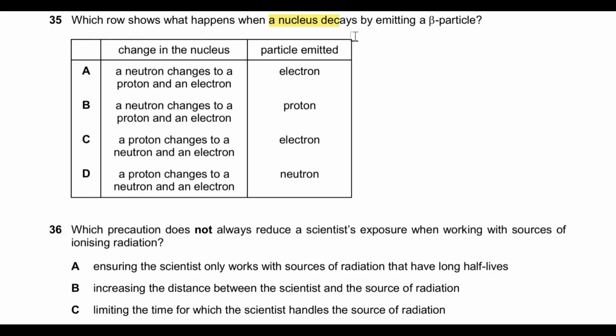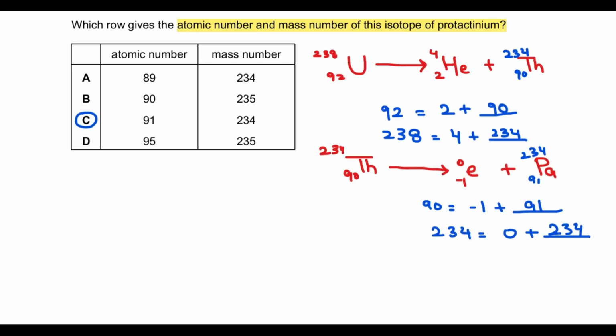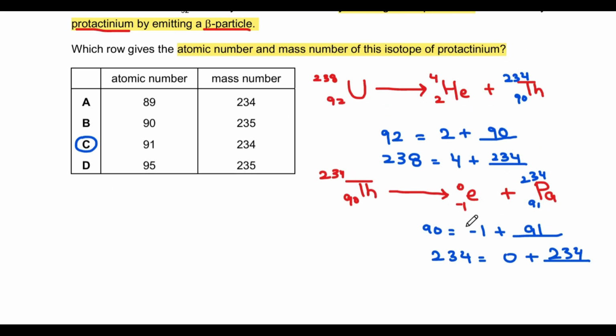Question number 35 says which row shows what happens when a nucleus decays by beta particle. Beta particle means emission of an electron. Now we have just done an example of it.